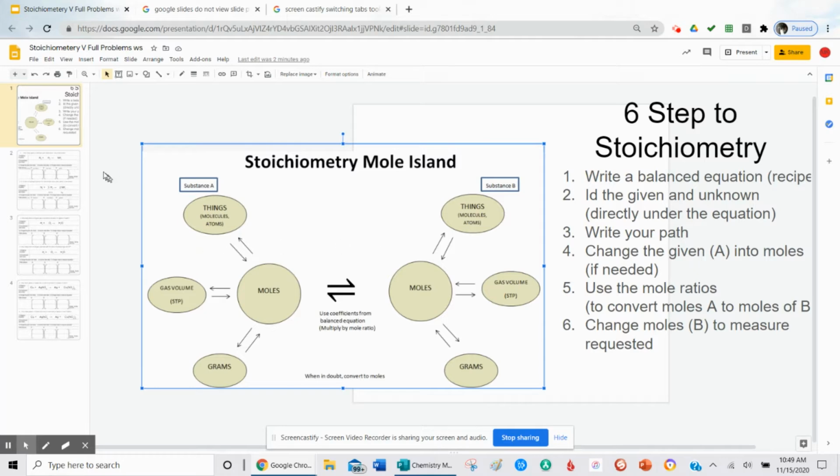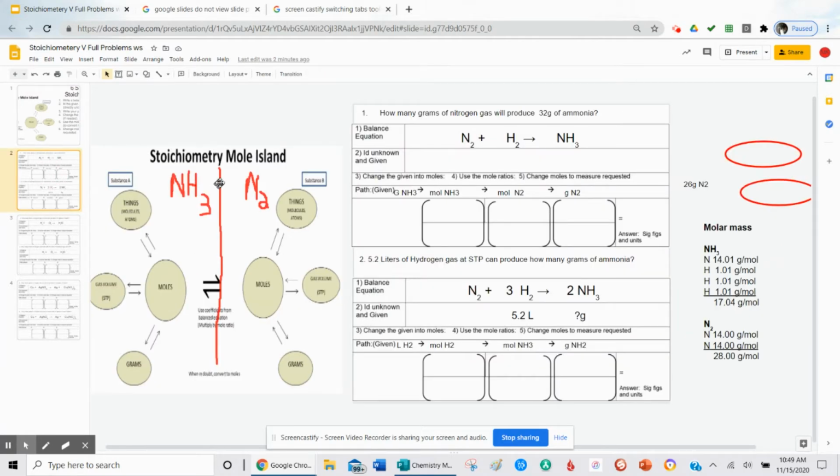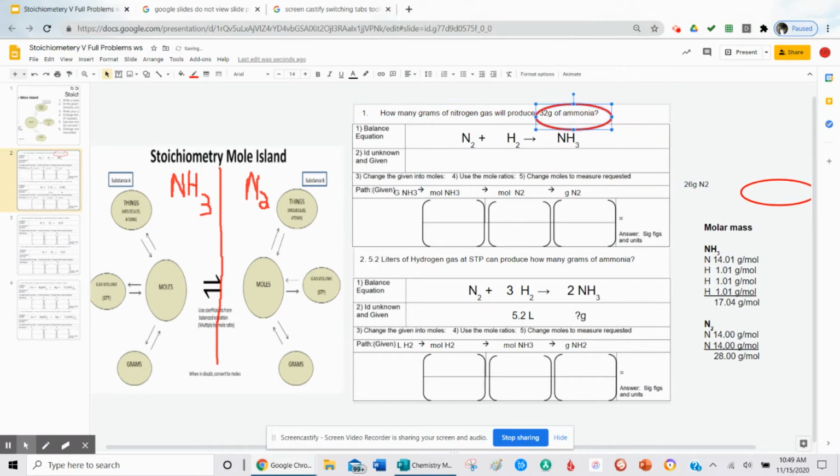So the first thing I've done is I've split this chart for our first problem already into ammonia side and nitrogen side. So it's helpful for some people to understand what's going on. So we should circle our given. So I have these circles here for you, and our given is 32 grams of ammonia. And that's where we're going to be starting. We always start at our given. And what do we want to find? I'm going to underline grams of nitrogen, okay?